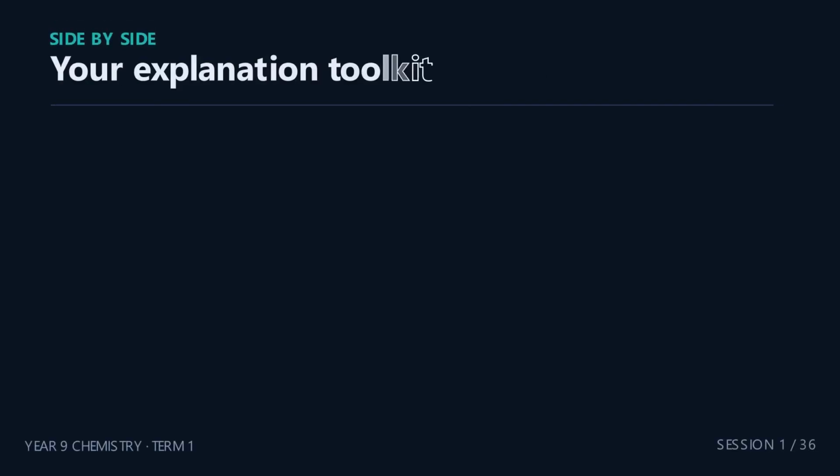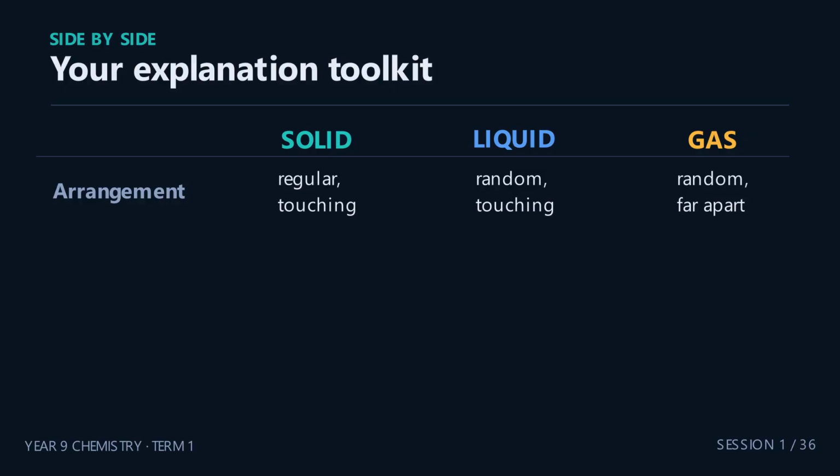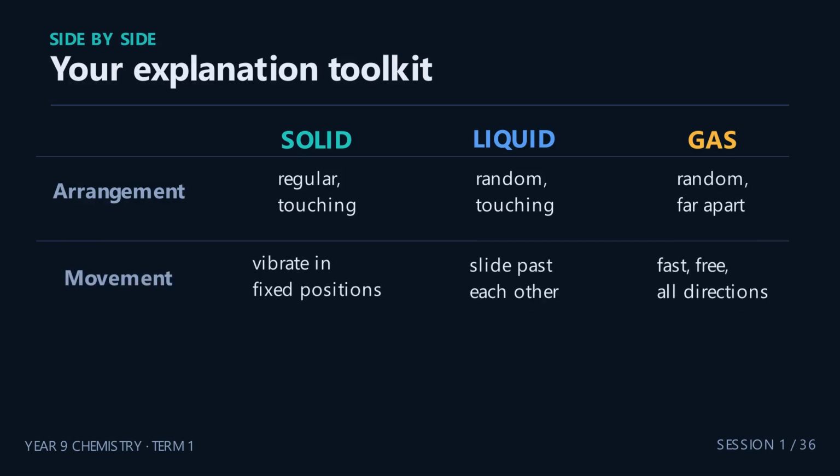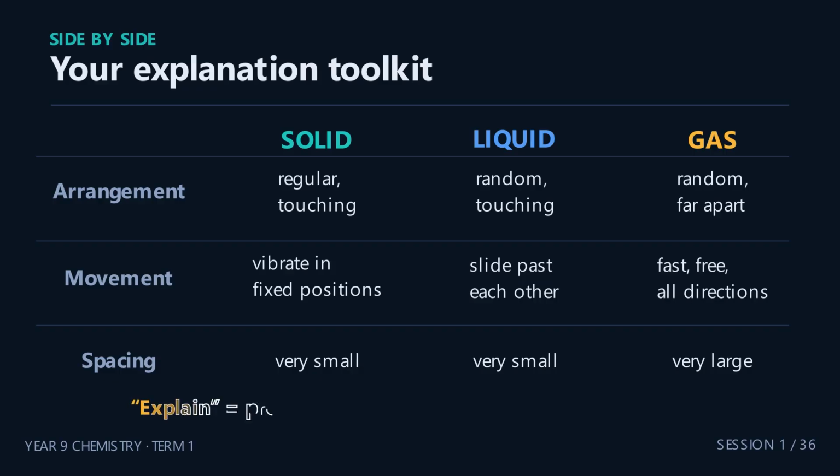Let's put the 3 states side by side. Arrangement: regular and touching in a solid, random but touching in a liquid, random and far apart in a gas. Movement: vibration only in a solid, sliding past each other in a liquid, fast and free in a gas. This table is your explanation toolkit. Whenever a question says explain, pick the property and link it to arrangement, movement, or spacing.